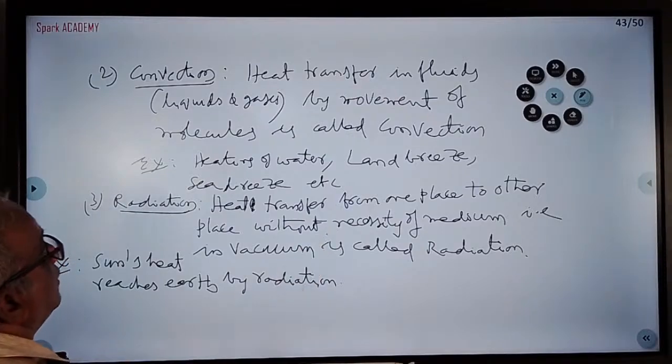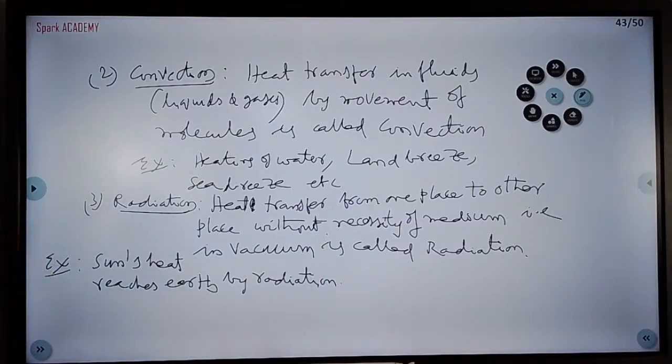I think you understood conduction and convection. They ask this one also a number of times. The last short question is anomalous expansion of water. Before that, one more question is there.